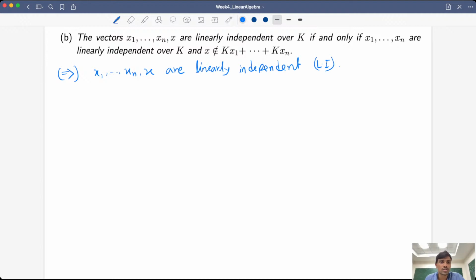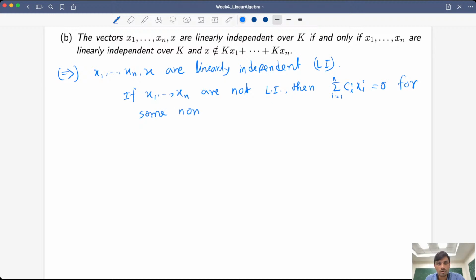I need to show that these x1, x2, ..., xn are linearly independent, but that is trivial. By contradiction, if x1, x2, ..., xn are not linearly independent, then we must have an equation, the sum of Ci xi equal to 0, i equal to 1 to n, for some non-zero Ci belonging to K, the field K, right? Fine. So this is exactly what not linearly independent means.